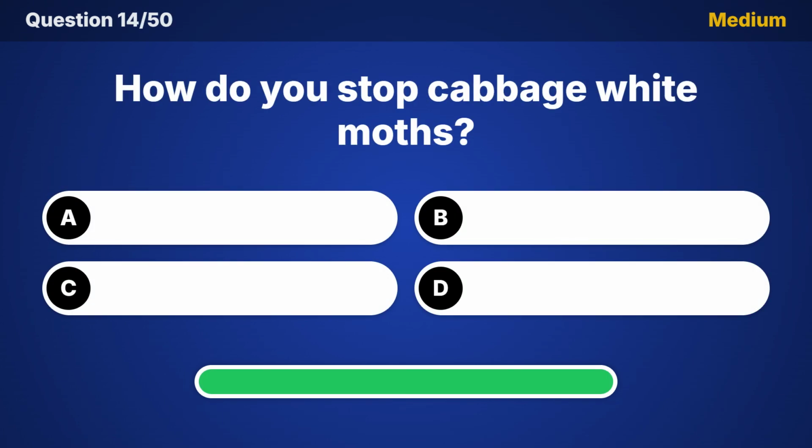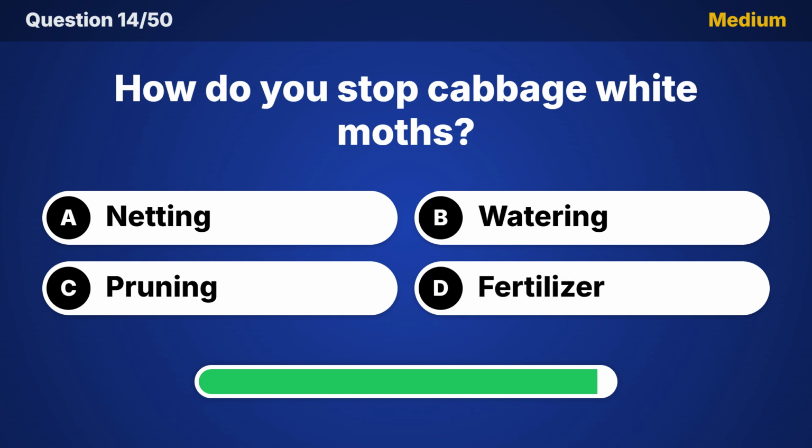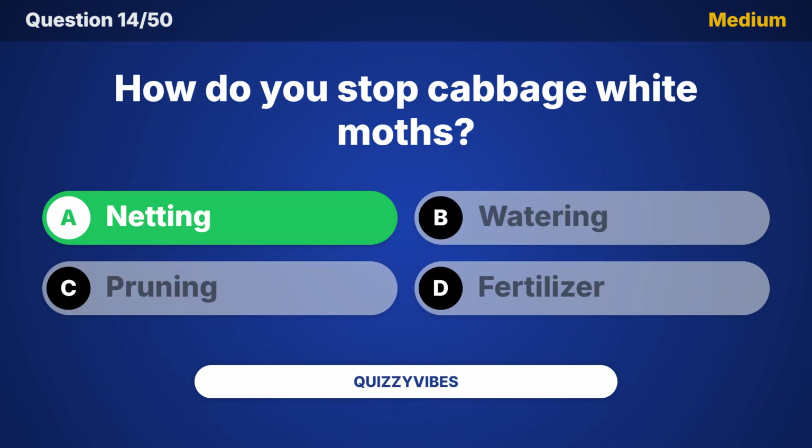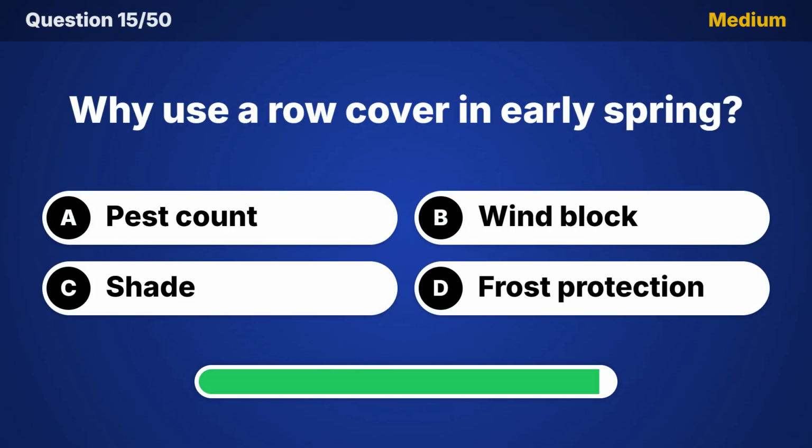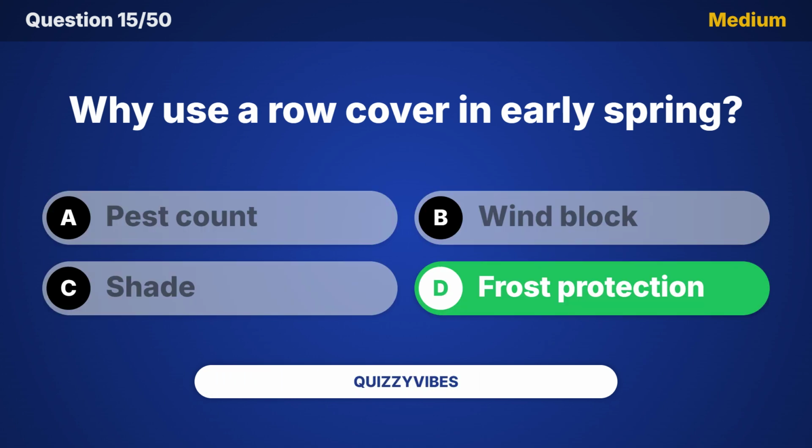How do you stop cabbage white moths? And the answer is netting. Why use a row cover in early spring? Time's up! It's frost protection!